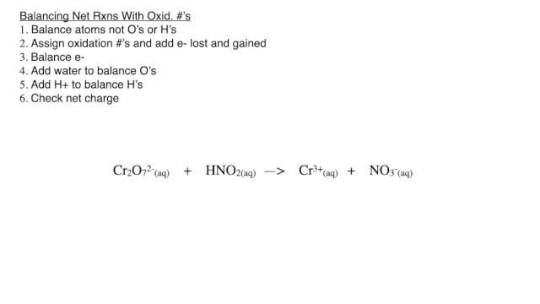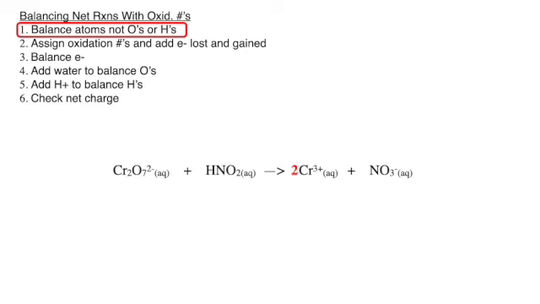Okay, so with oxidation numbers. The difference between what I showed you last time and what I'm showing you now is last time we were doing half reactions. This time we're doing net reactions. When I show you the second method, that makes a little bit more sense, but here we go. So, balance the atoms that are not O's and H's. That step's kind of the same.